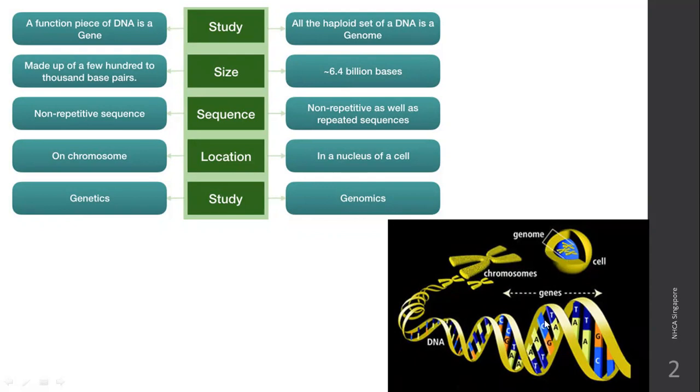Location, you can find the genes on the chromosome, because chromosome is made up of DNA. And gene is a functional unit of DNA, so you can find the genes on the chromosome. And where do you find the genome? Genome is in the entire nucleus of the cell. The study of gene is called genetics, the study of genome is called genomics. Is it clear to all? This is just your introduction to genetics.